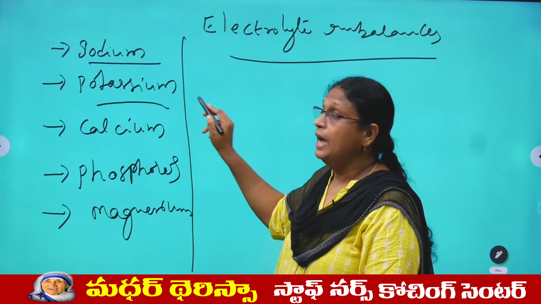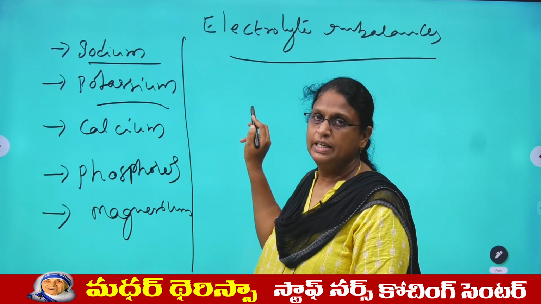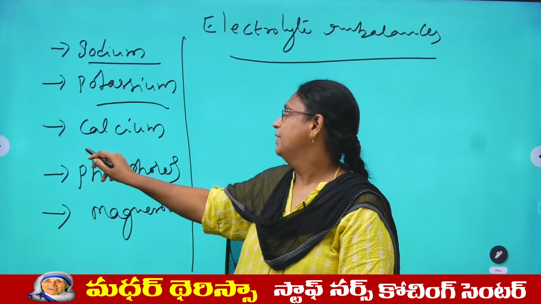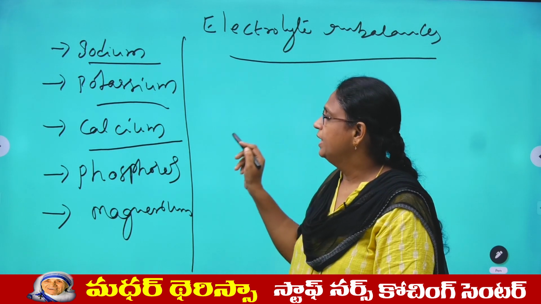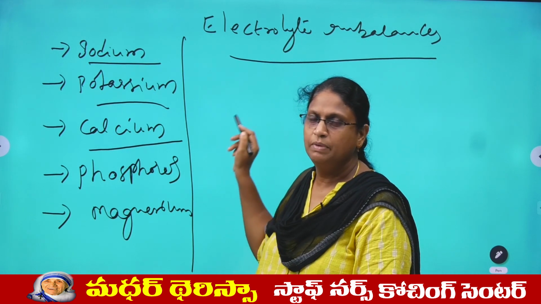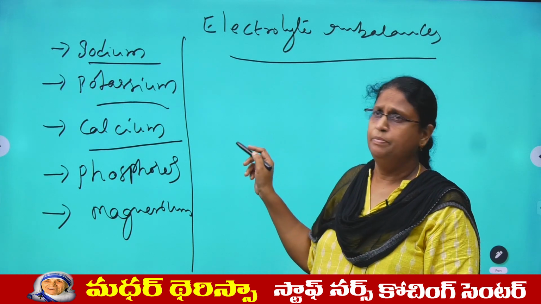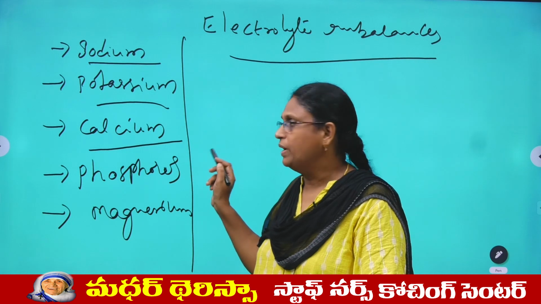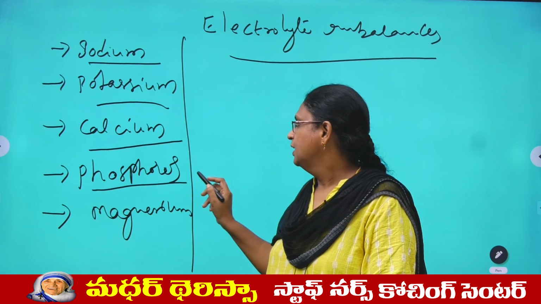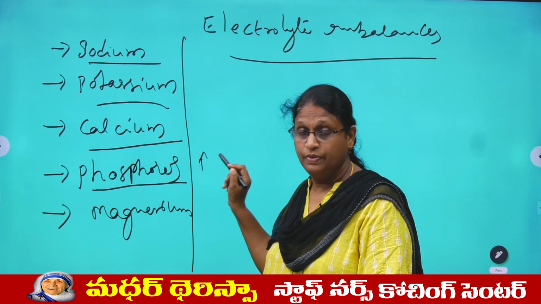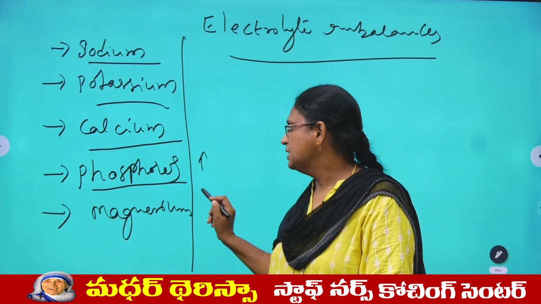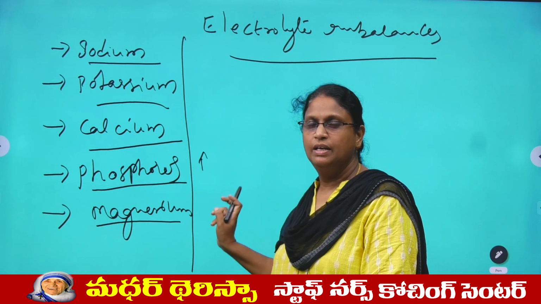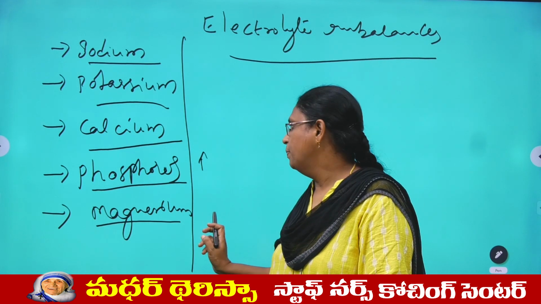Even for potassium, when the serum potassium level is increased, it is hyperkalemia, and when it is decreased, it is called hypokalemia. Whereas for calcium, if the serum calcium level increases, it is called hypercalcemia, and if it is decreased below the normal level, it is hypocalcemia. Phosphorus, if increased, is hyperphosphatemia, and if decreased, we call it hypophosphatemia. And magnesium: hypermagnesemia if the level rises, and hypomagnesemia if it decreases.